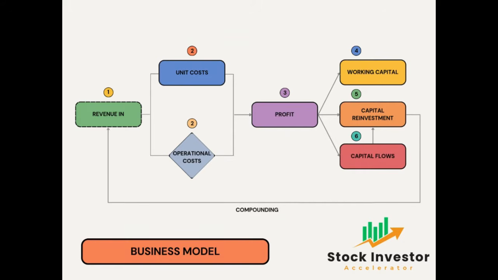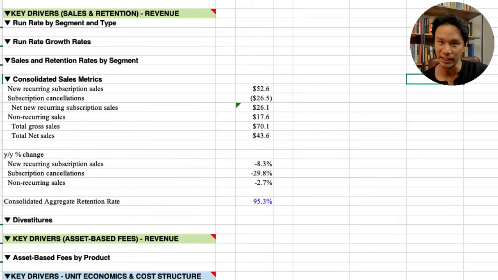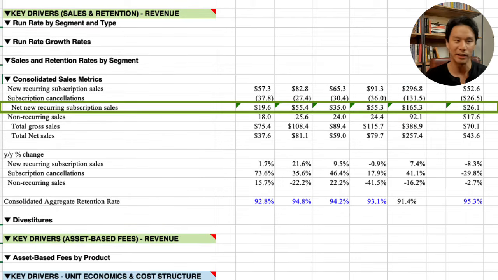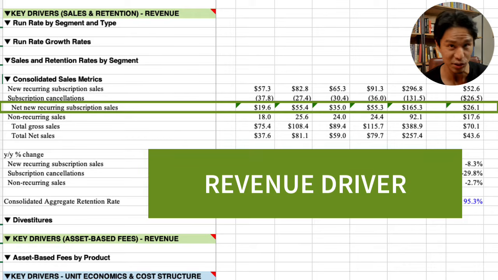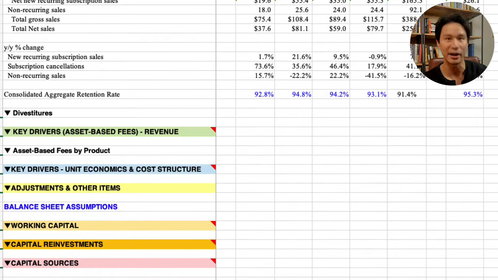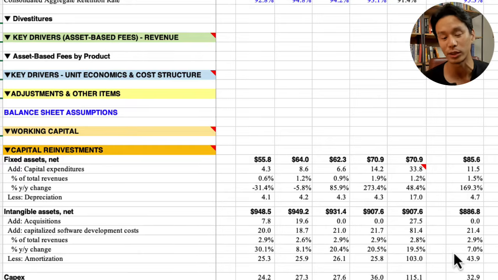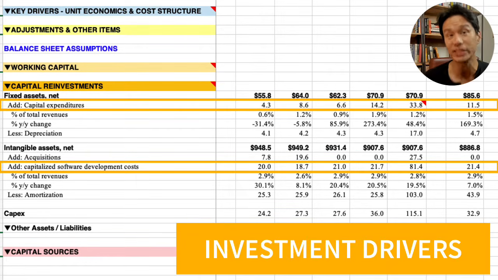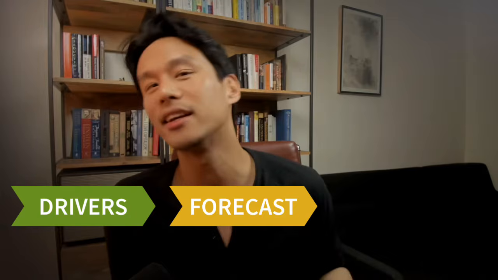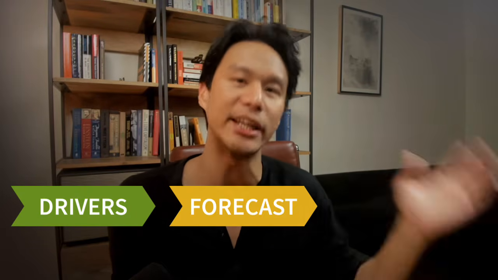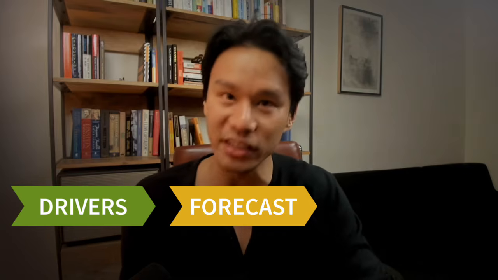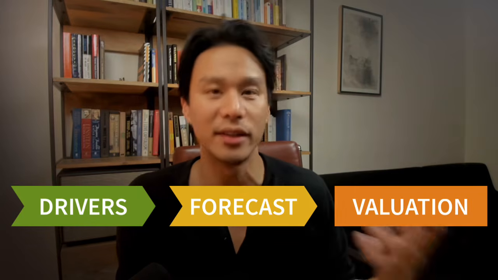Now, every business comes down to these 5 or 6 drivers, depending on how you group them. We can structure our financial model essentially around this high-level financial structure of how it works. Now, as an example here, I have the consolidated sales metrics. So that would be a revenue driver for the subscription sales. And you can see also I have a reinvestment driver, which is a driver for the investments that they're doing. Now, I call them drivers because they're like inputs that drive the forecast, right? These are the things that we estimate that'll eventually help us forecast the earnings per share of the company and value the stock.